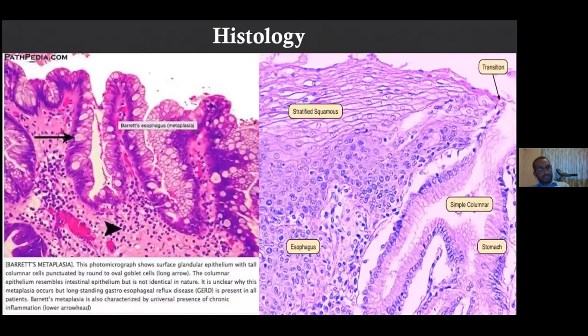These are the histological features or histological manifestations of Barrett esophagus. We look for the right slide. This is how the esophagus looks: stratified squamous, then columnar, simple columnar cells in the stomach, and the transition in between. For the left one, just focus on the long arrow there. That's where the glandular epithelium with all columnar cells is punctuated by round to oval goblet cells, and this is where the columnar metaplasia starts. The lower, short arrow is just an area of inflammation. This example is a patient with chronic gastroesophageal reflux disease with Barrett esophagus.